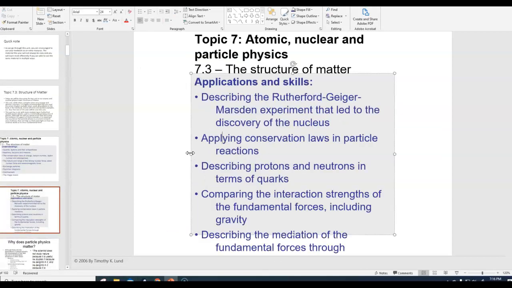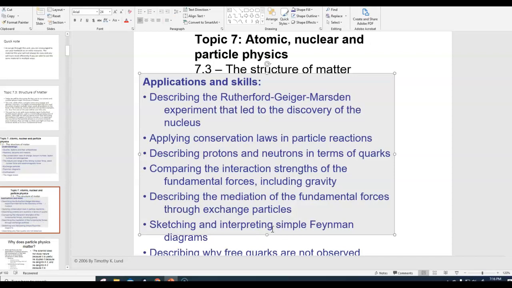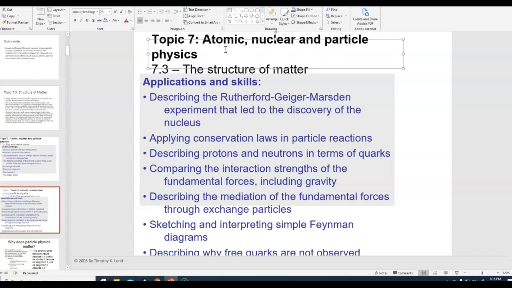Now, what must you be able to do at the end of 7.3? The first bullet point we actually kind of cover in IB Physics 1. The first bullet point says, describing the Rutherford-Geiger-Marsden experiment that led to the discovery of the nucleus.